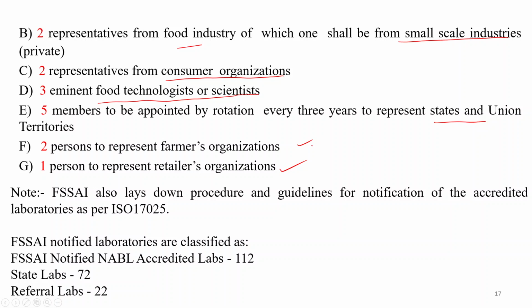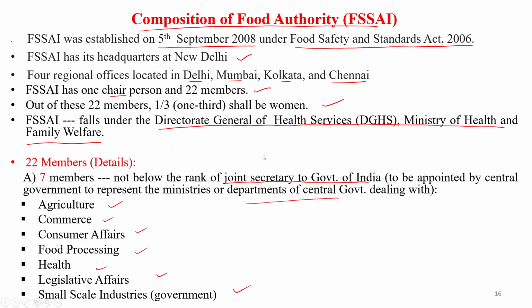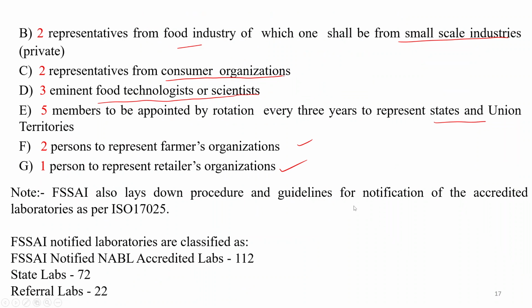So out of these 22 members, I've told you that these members belong to different departments: food industry, consumer organization, food technology, scientist. The 5 members to be appointed by rotation every 3 years to represent states and union territories. 2 persons to represent farmer organization and 1 person to represent the retailer organization.